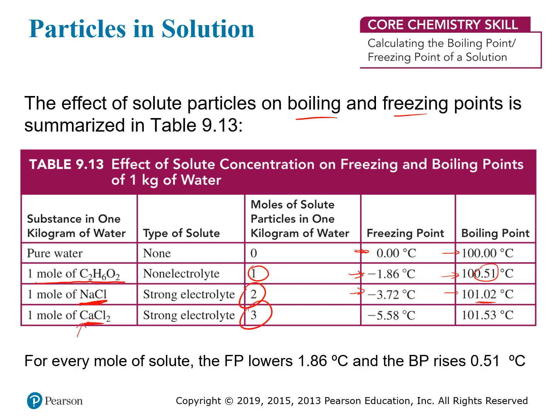You get 1 calcium ion and 2 chloride ions. So you end up with a 3 times lower freezing point and a 3 times higher boiling point.